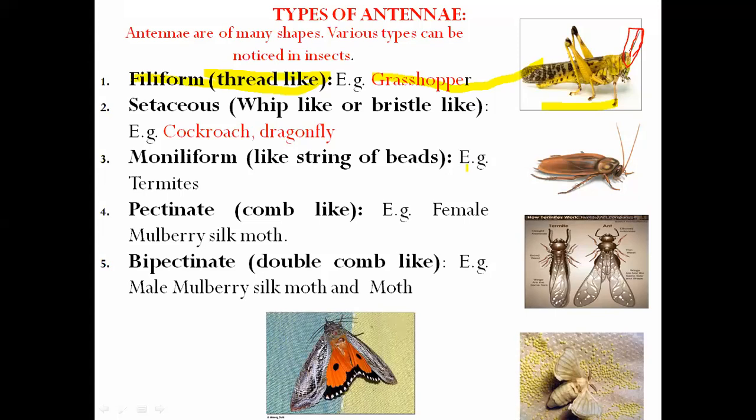So now the second one, setaceous. The second type is setaceous. Seta means hair or bristle. Seta means hair-like or bristle-like. Everyone knows about our human hair, really, from base to apex it's the same size.